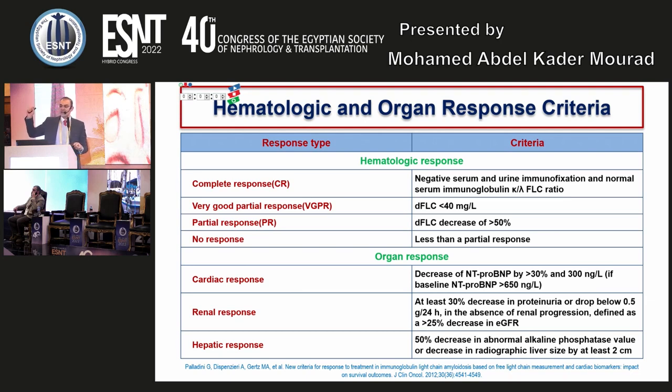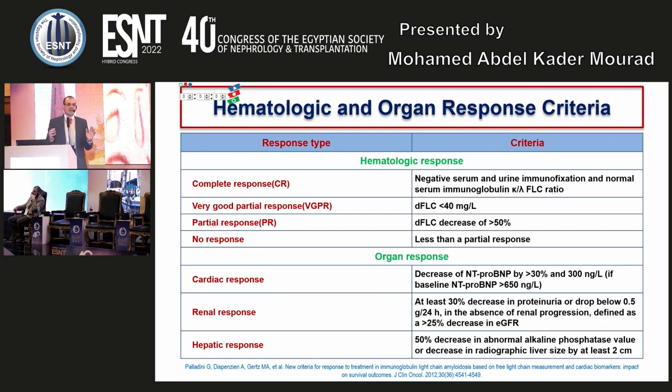According to the amyloidosis consensus, the hematological response categories are: complete remission, which means normal serum and urine immunofixations with a normal kappa lambda ratio; very good partial response, a difference between involved and uninvolved light chains of less than 40; partial response, a decrease of more than 50%; and no response if there is no partial response.